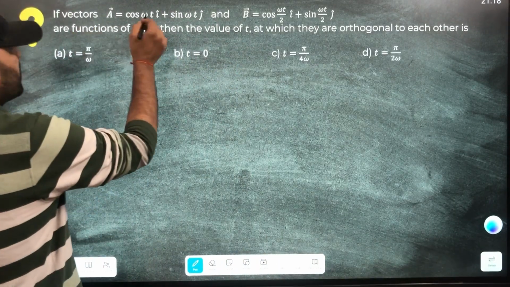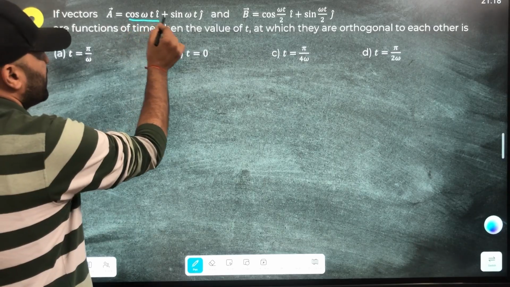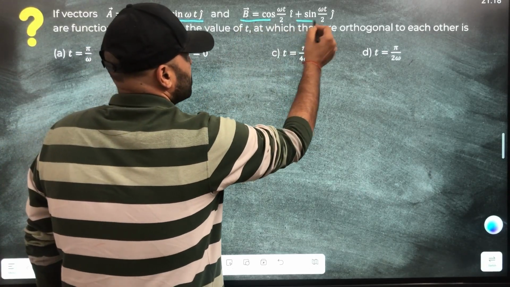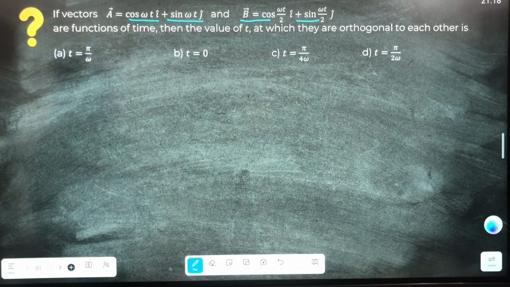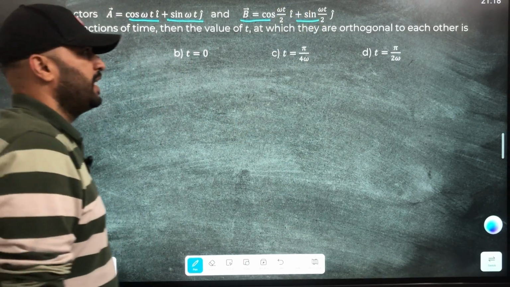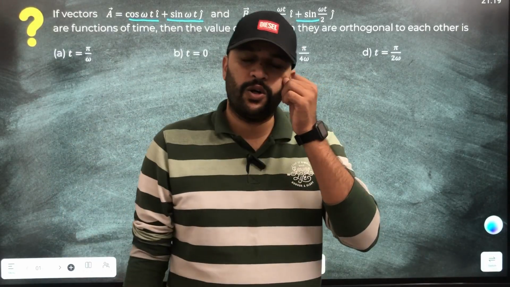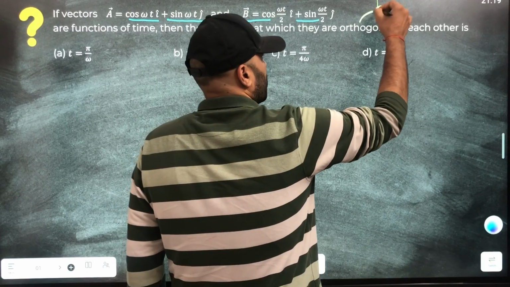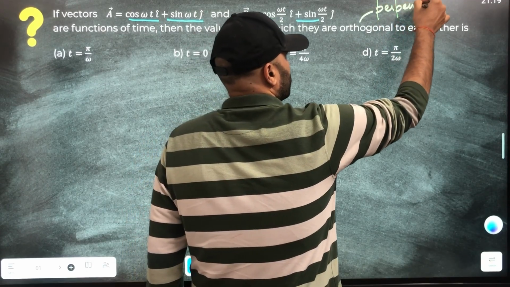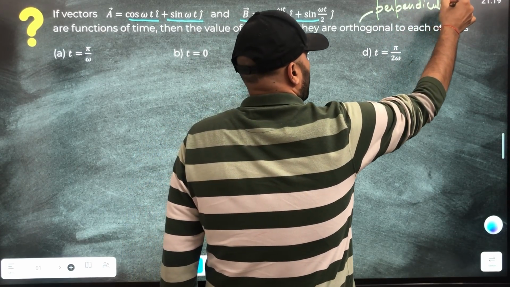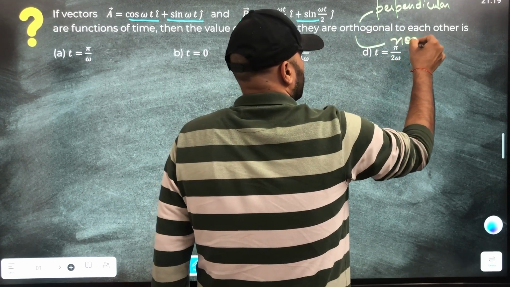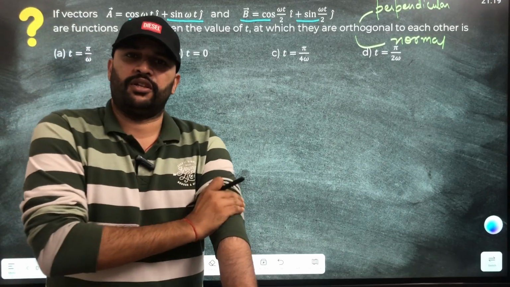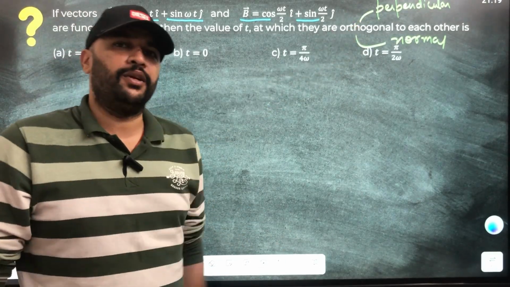The question says, if a vector A equals cos ωt i plus sin ωt j, and B equals cos ωt/2 i plus sin ωt/2 j, are functions of time, then find the value of t at which they are orthogonal to each other. Now, orthogonal has different meanings. Orthogonal means the same as perpendicular, or you can say orthogonal simply means normal. Any two vectors which are orthogonal to each other are normal or perpendicular to each other.